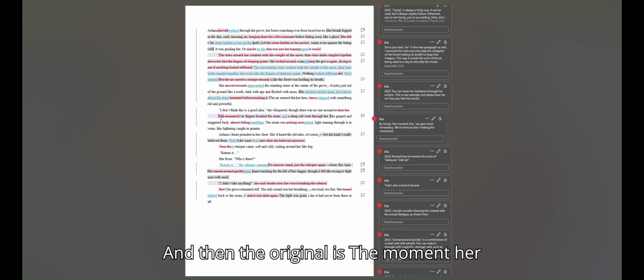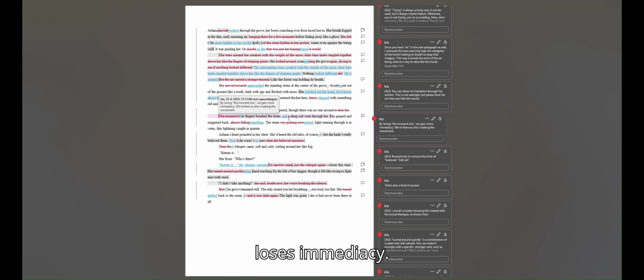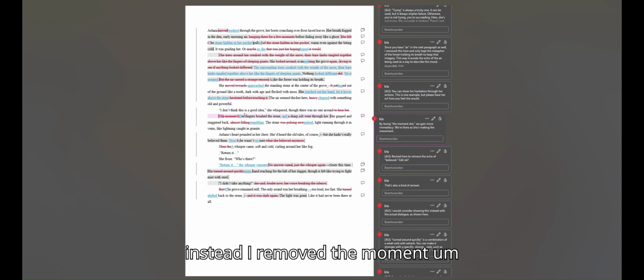And then the original is, the moment her fingers brushed the stone, a sharp jolt went through her. This kind of construction is very common, but it loses immediacy. So instead I removed the moment, and then we get, her fingers brushed the stone, and the sharp jolt went through her. She gasped and staggered back, stumbling, instead of almost falling, because almost falling means you're stumbling. And this also increases the pace.